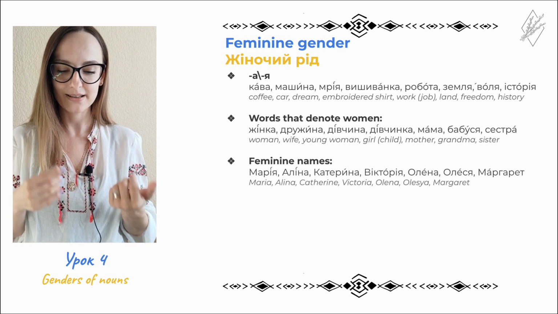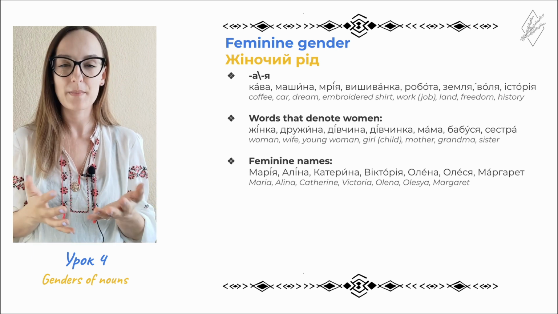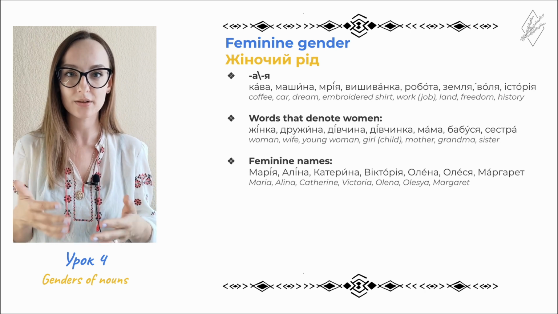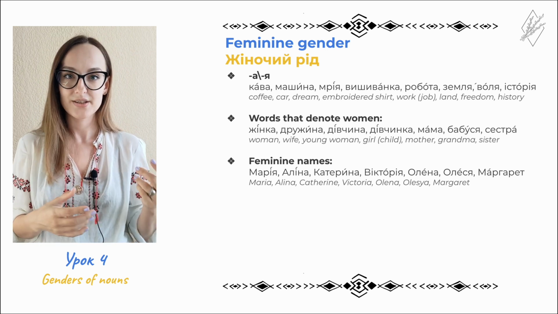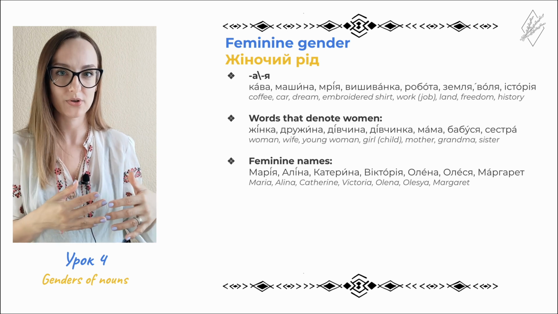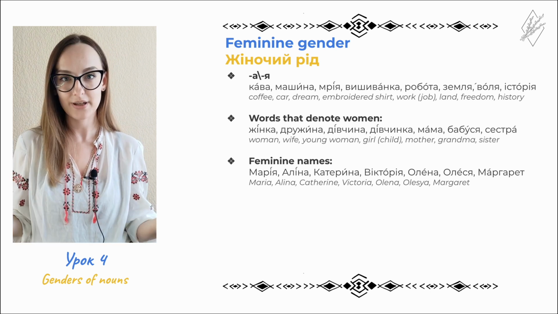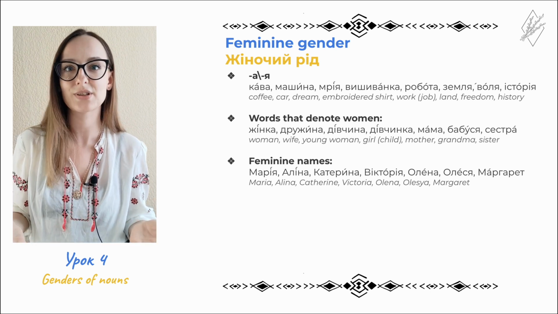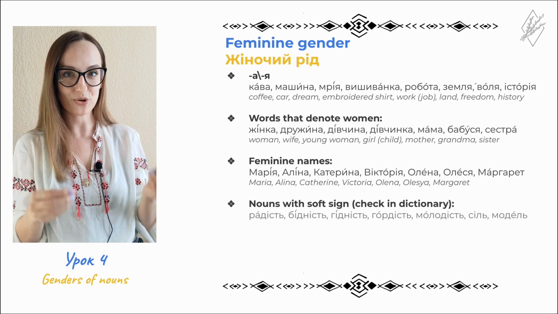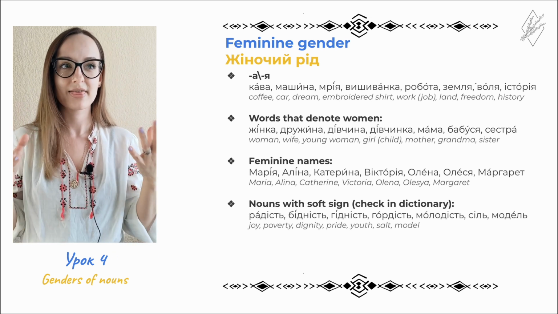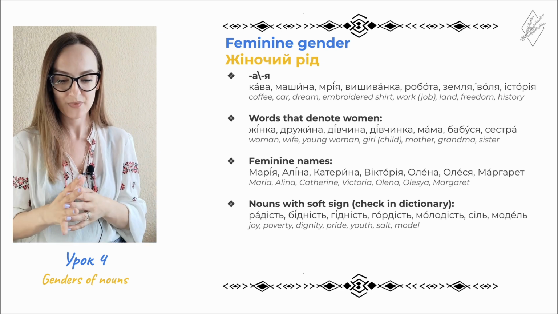Марія, Аліна, Катерина, Вікторія, Олена, Олеся, Ніка. They are feminine. And you can see that most female names in Ukrainian will have endings a or ya, actually, which is logical for this language. But we can have also some borrowed names like Margaret or Catherine. They will end with a consonant. But of course they will be feminine because they are female names. And also, as I already said, the words with a soft sign can be feminine, especially if these are some abstract things, if it's emotions or something like this.